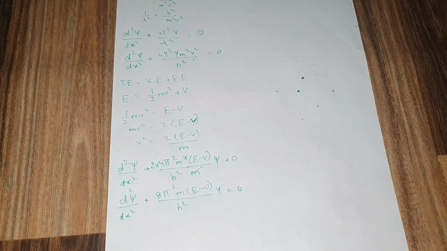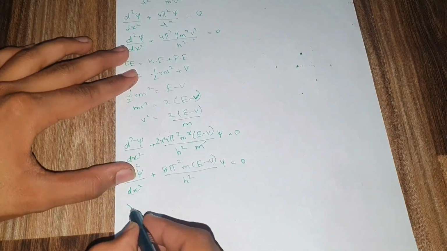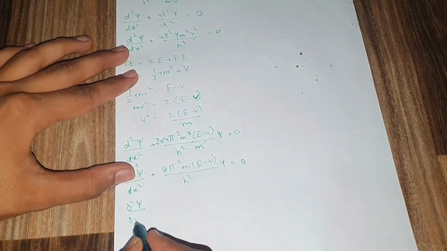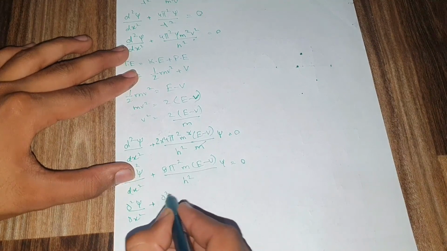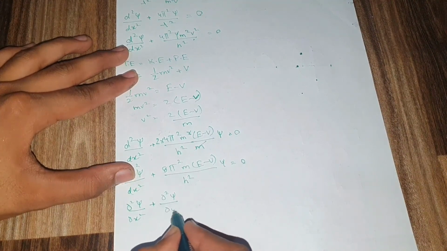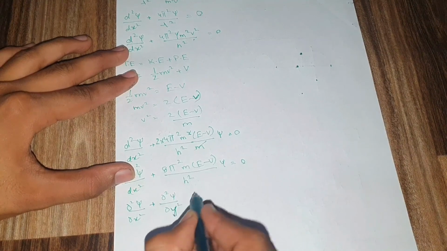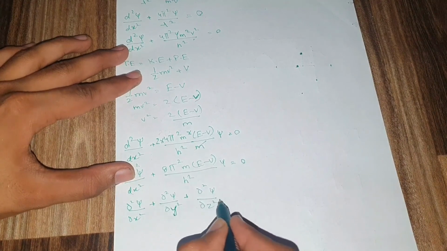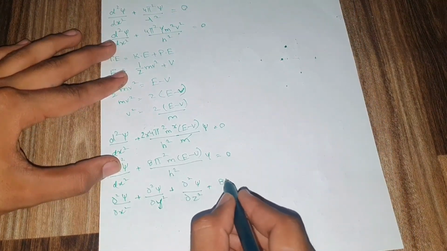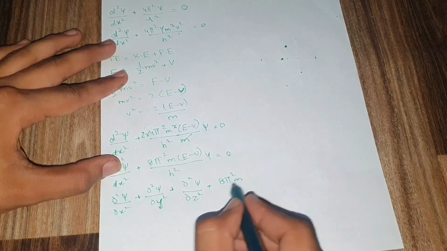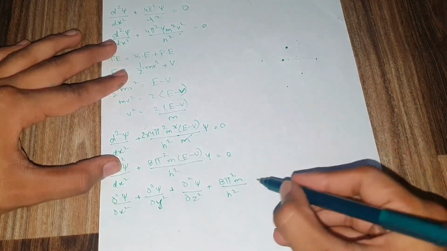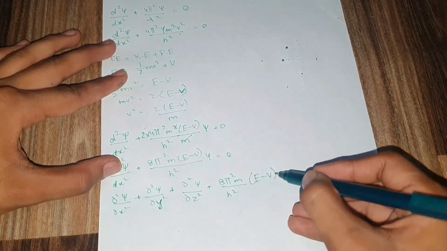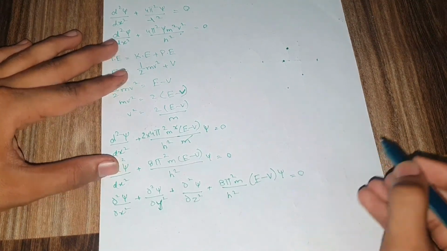So for the electrons which can have their motion along the x, y and z axes, we can similarly write this equation as del squared psi divided by del x squared plus del squared psi divided by del y squared plus del squared psi divided by del z squared plus 8 pi squared m divided by h squared into (E minus V) psi is equal to 0.